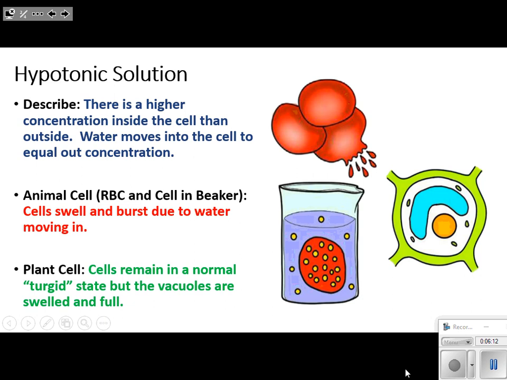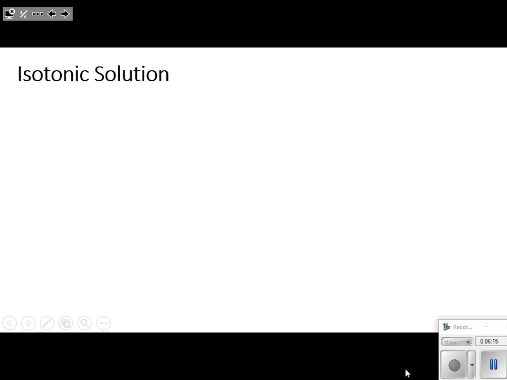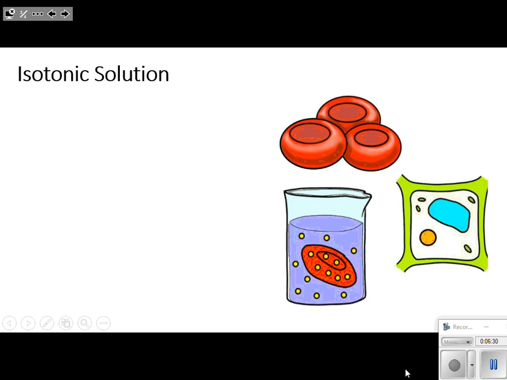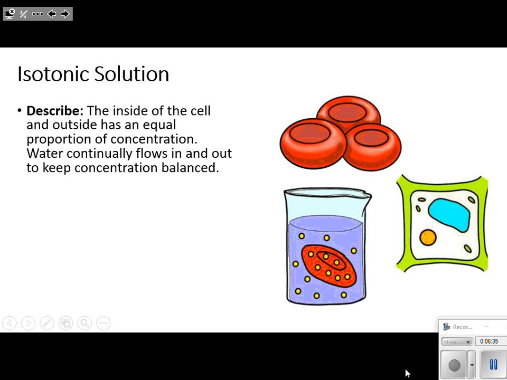Moving on, let's go to an isotonic solution. What is it? Okay, here's our picture. We're in the middle one, right? What is an isotonic solution? The inside of the cell and the outside has an equal proportion of concentration. So inside the cell and outside the cell are both equal.